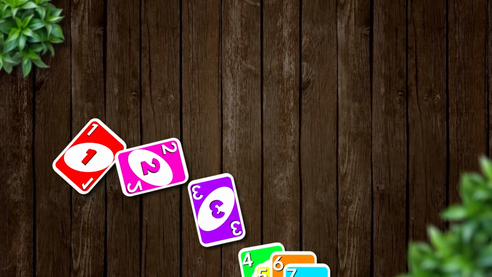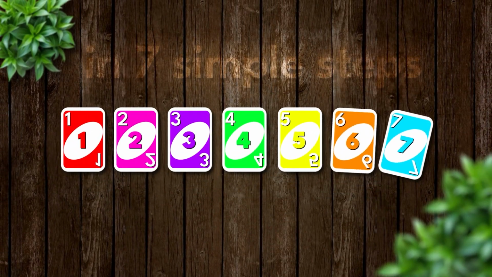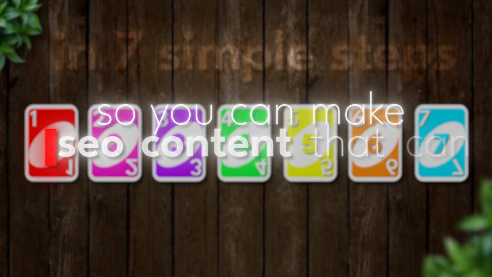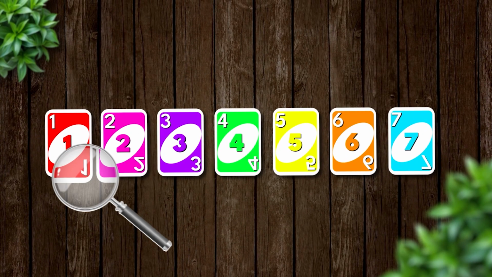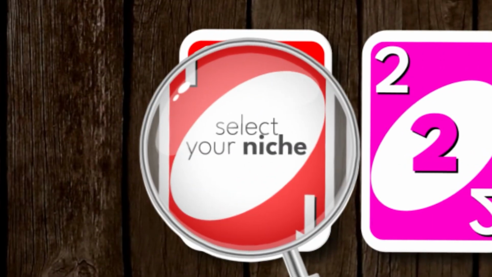I'll show you everything in 7 simple steps right now so you can make SEO content that can rank on Google. So let's begin with step number 1, select your niche. If you've already done this before, you already know what type of topic your blog should be about.